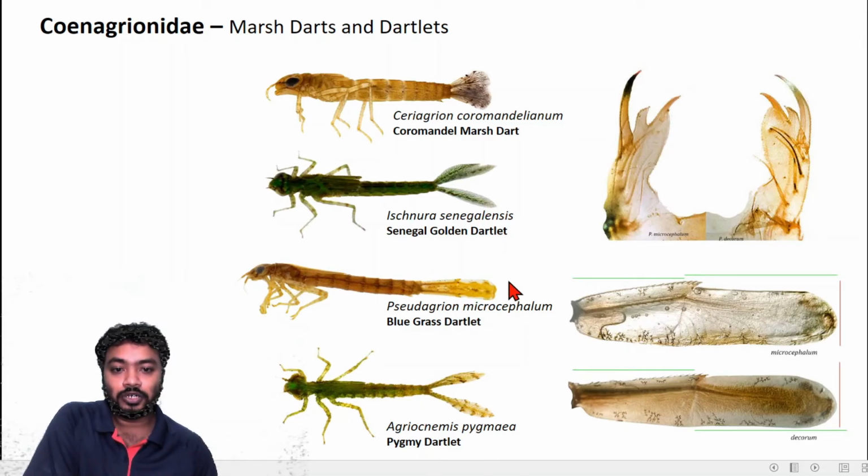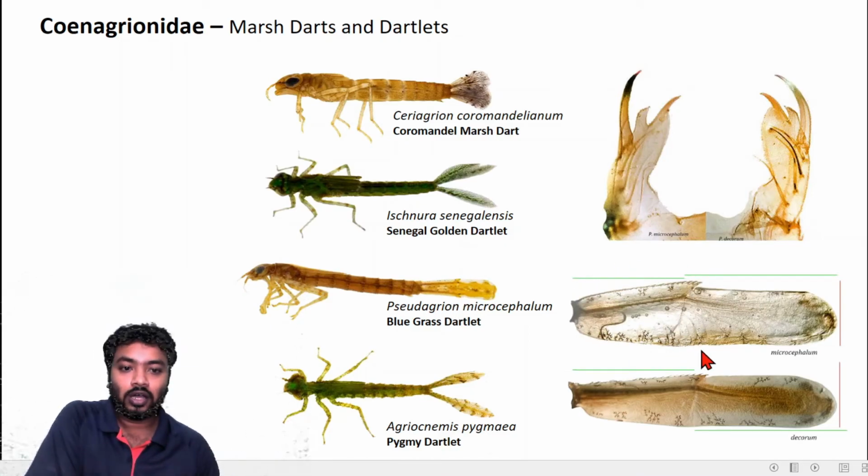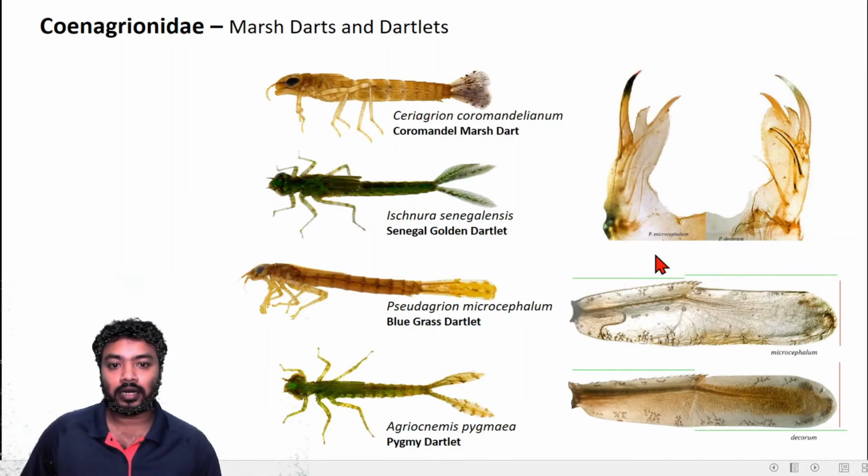In case of Pseudagrion, it is not feathery but long, with a node in between. See, this is the enlarged photograph of the Pseudagrion caudal appendage. See, this is the node. No other genus of this common Coenagrionidae family has this node. So if you see a node within the caudal appendages, definitely that is Pseudagrion. Okay, but then you have to look for other characters to identify the species.